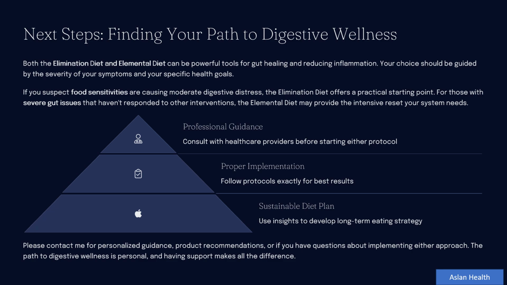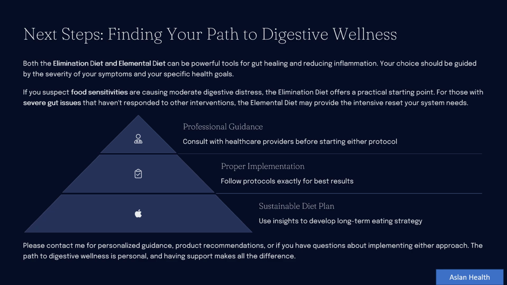So some final thoughts on both of these. Both the elimination diet and the elemental diet can be very powerful tools for gut healing, for reducing your inflammation, for reducing body-wide or systemic symptoms as a result of reactions or allergic distress to products that you're consuming. But if you suspect food sensitivities or problems with certain foods or food groups, start with the elimination diet. If you have severe gut issues and you're really in a bad way, then the elemental diet may offer the reset that your gut needs for you to make progress.